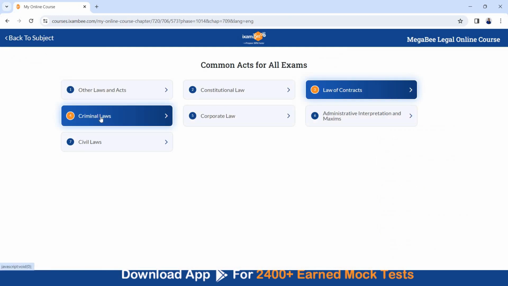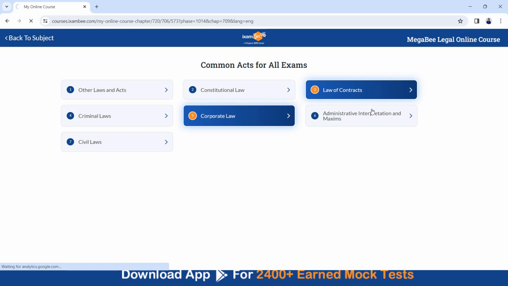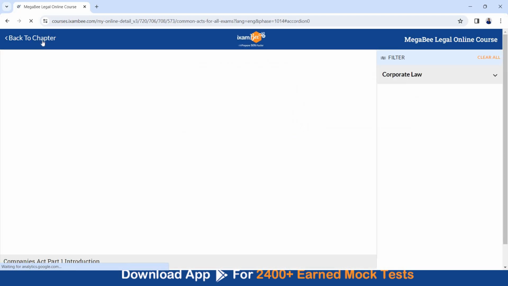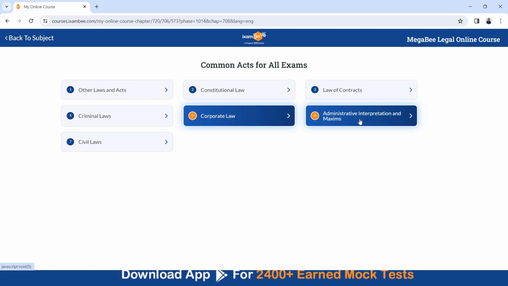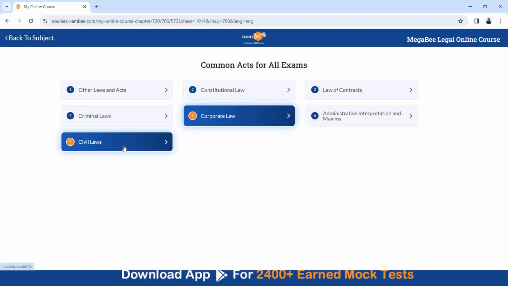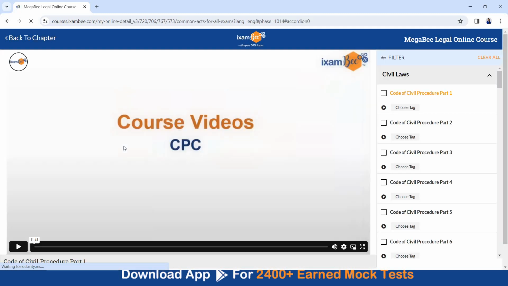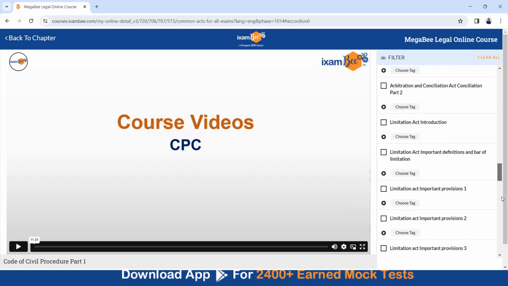Then you have criminal laws, which has IPC, CrPC, evidence; corporate law, which has Companies Act, IBC and LLP. Then you have administrative law, interpretation of statutes and legal maxims, and then civil laws. In civil laws, you will have CPC, transfer of property, arbitration, conciliation. So these are the most important acts which are common for the majority of these exams.